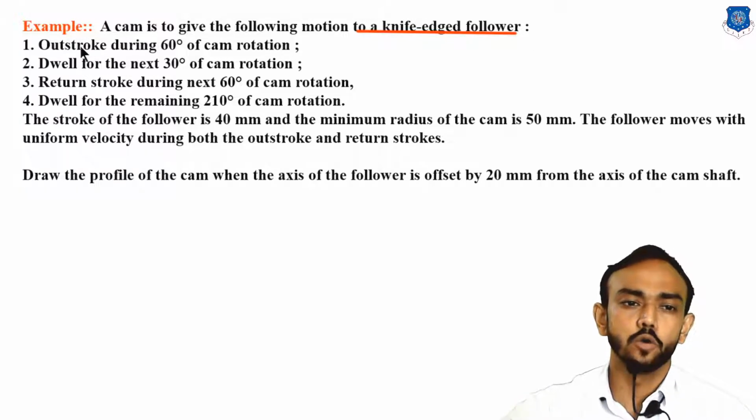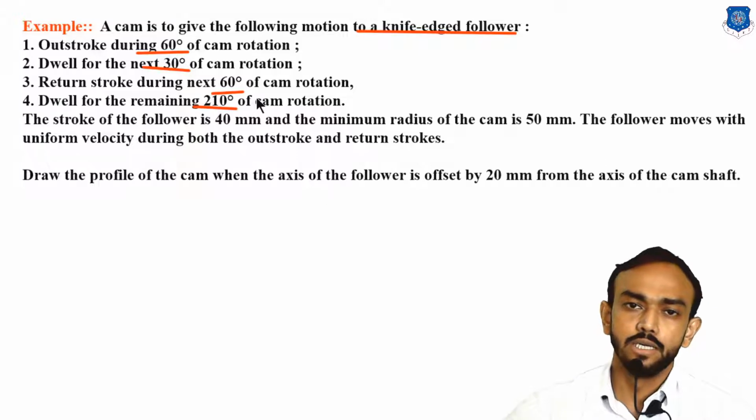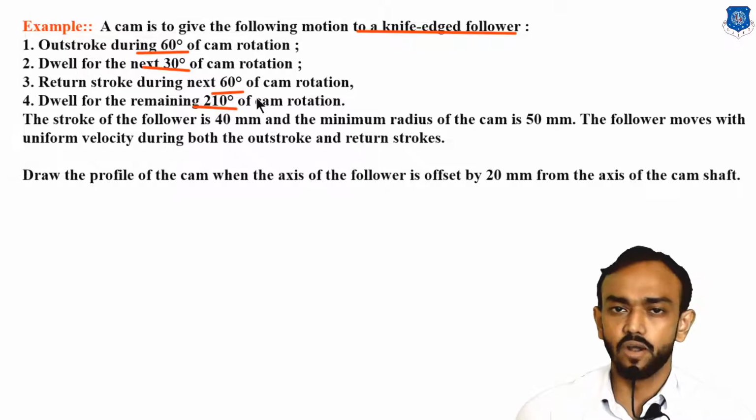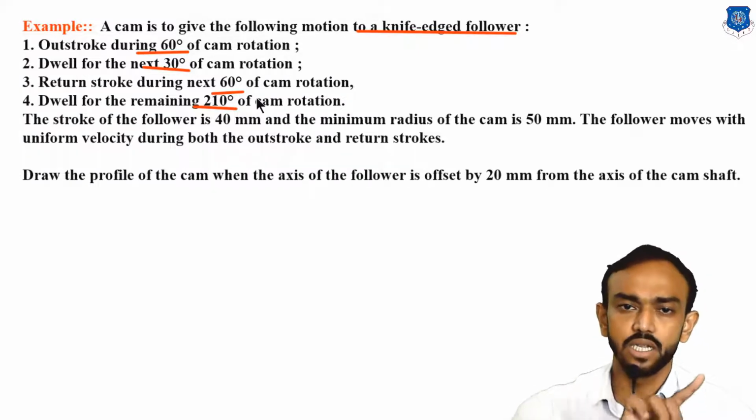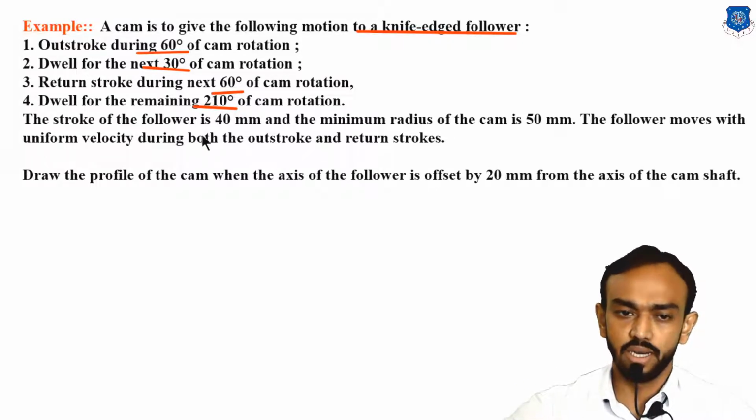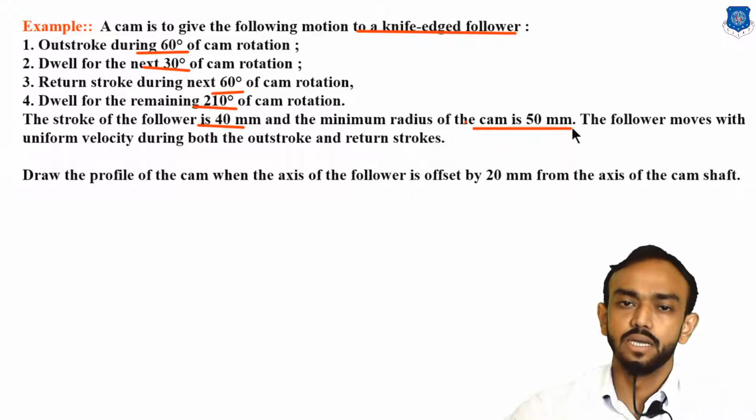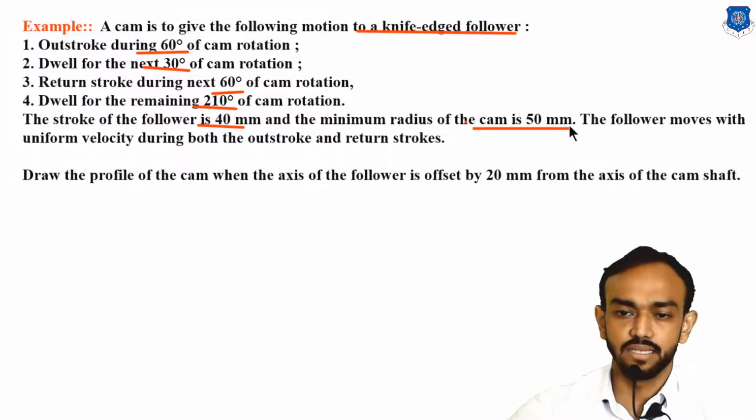Outstroke, meaning lift or stroke or rise, is 60 degrees. After that, dwell for 30 degrees. After that, return for 60 degrees. And the remaining dwell is 210 degrees. This total will always be 360 because all the data is given for one complete revolution of the cam. The stroke of the follower is 40 mm, so the rise is 40 mm. The minimum radius of the cam, meaning the base radius, is 50 mm.